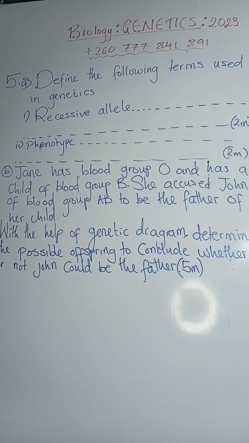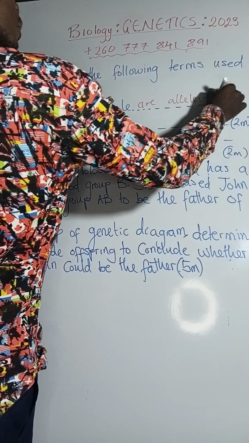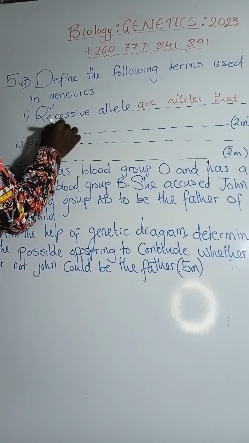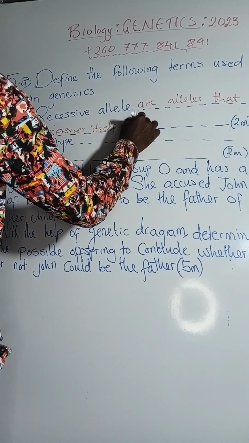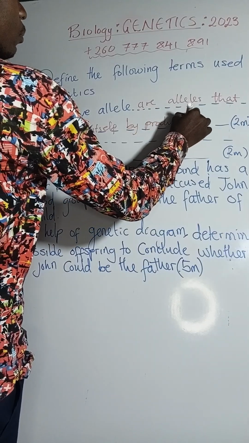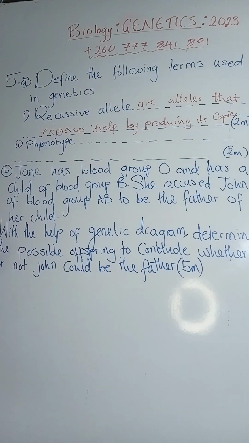If we talk about recessive alleles, we are simply talking about alleles that express themselves by producing copies. So these are alleles that express themselves by producing their copies. These are what you call the recessive alleles.